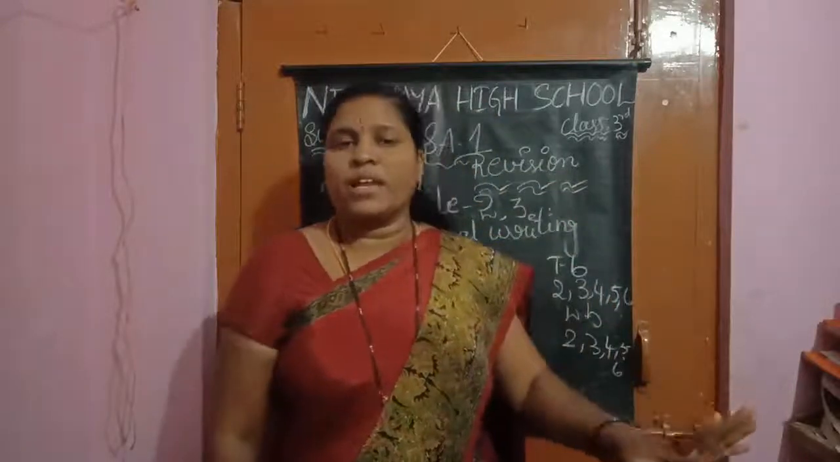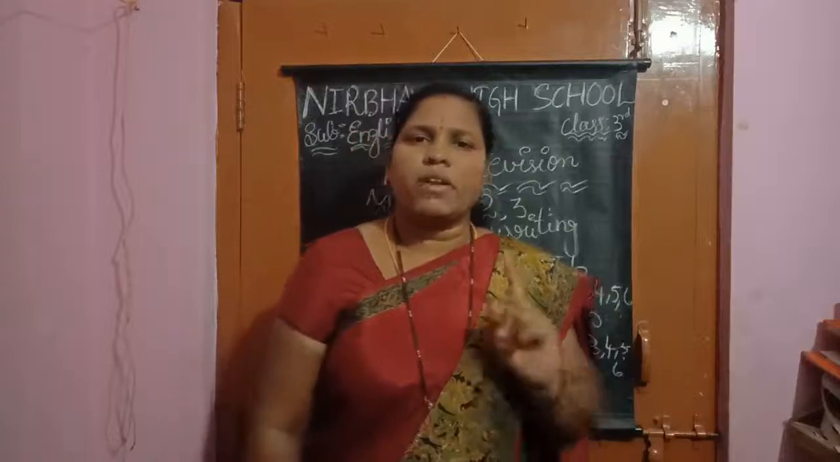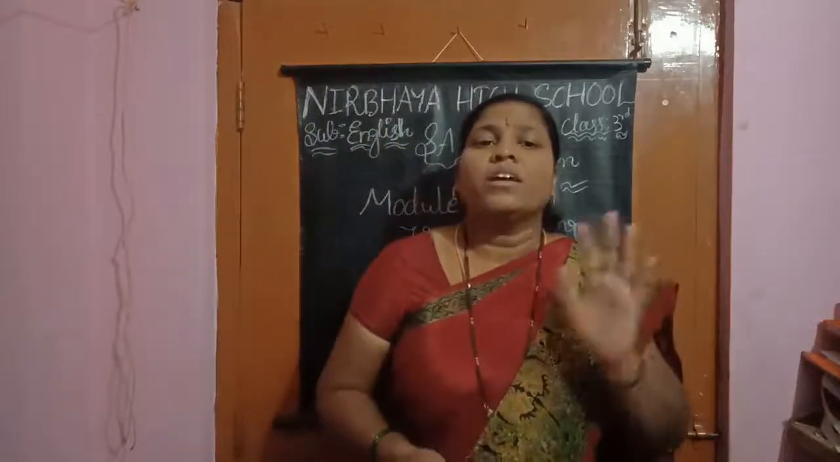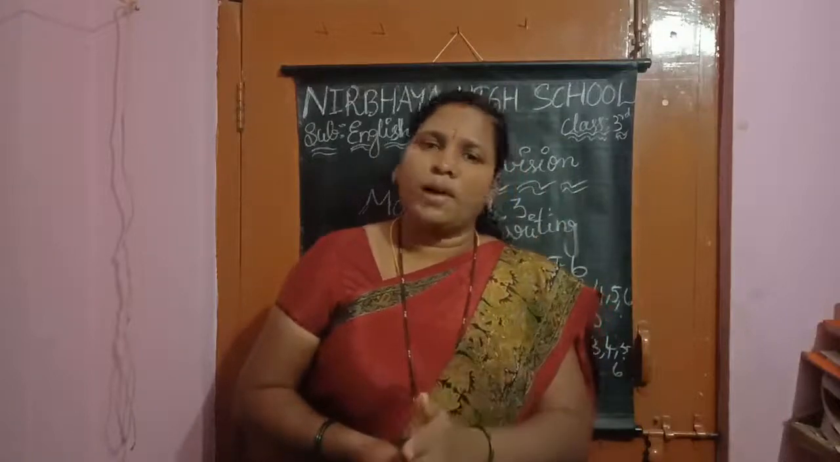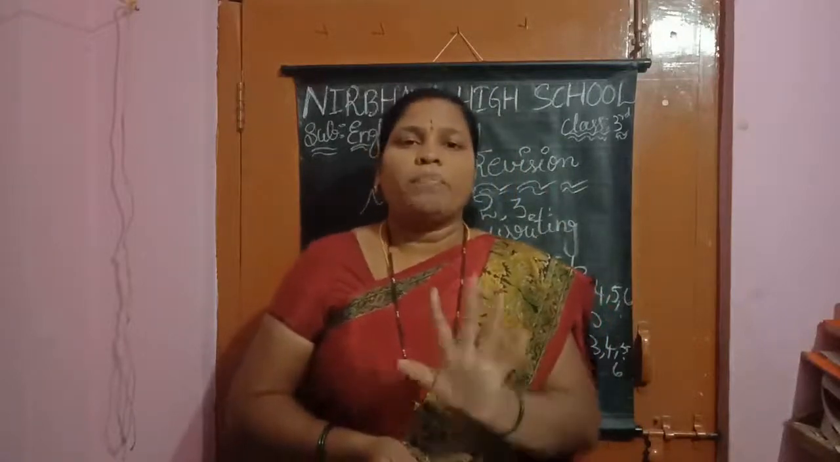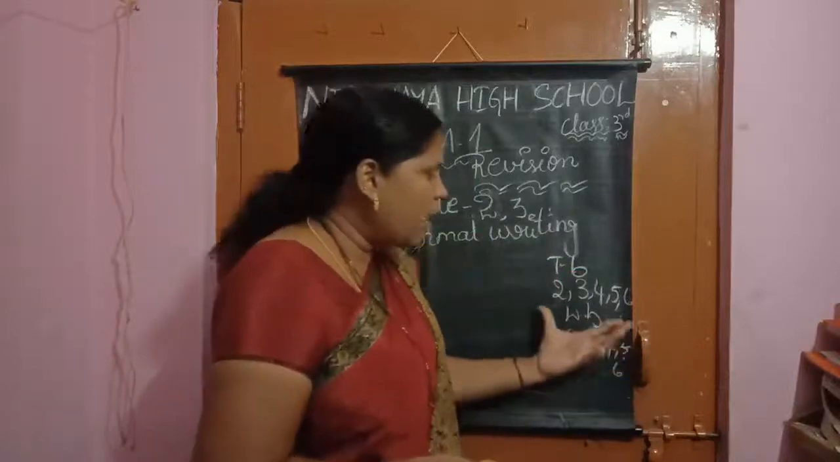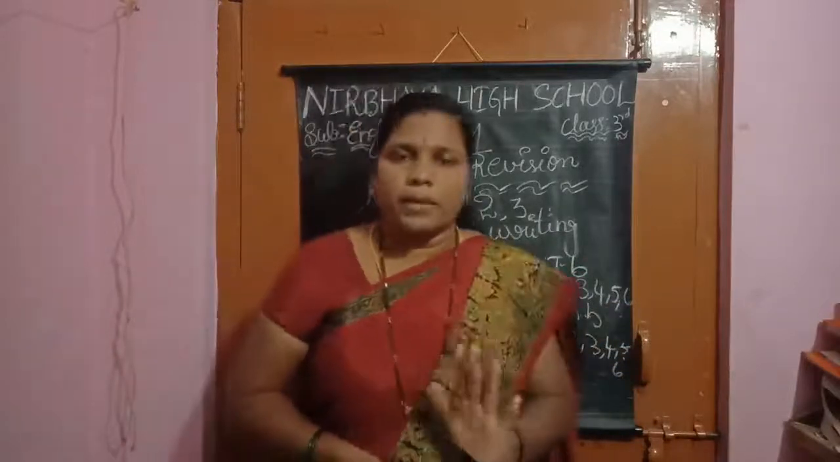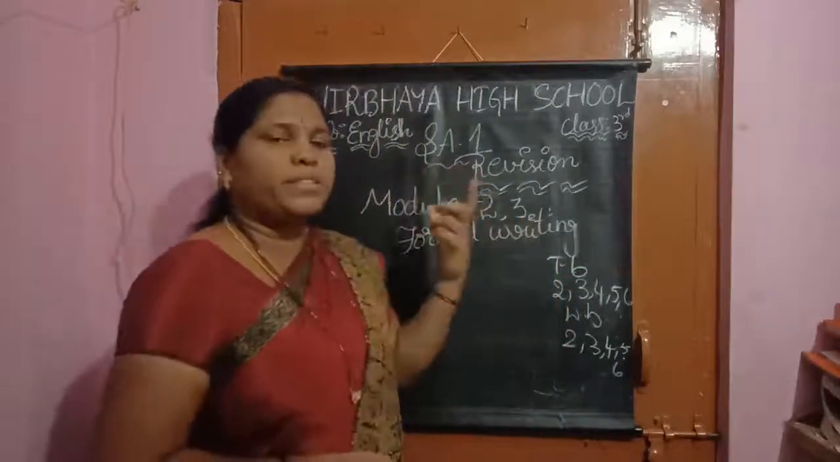From the textbook 5 lessons, from the workbook 5 lessons. Understood, children? We are having a total of 10 lessons, means textbook 5 lessons and workbook 5 lessons. These are the S7 portion syllabus. This is the syllabus of the S7 exam. Today, we are going to do the S7 revision.